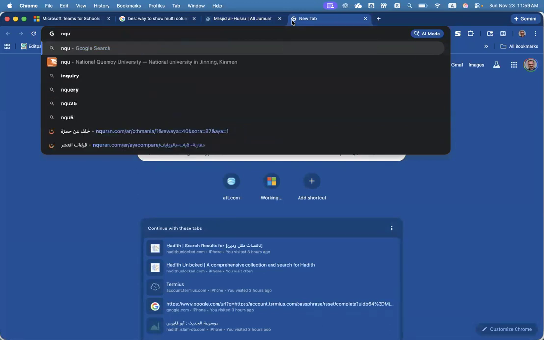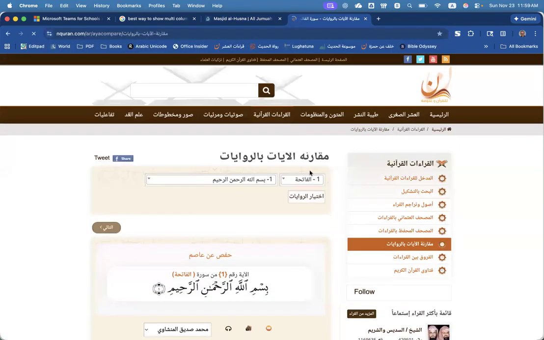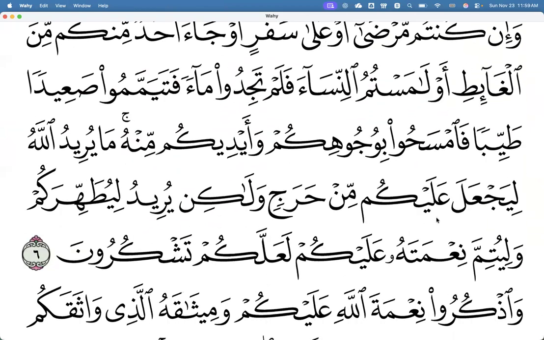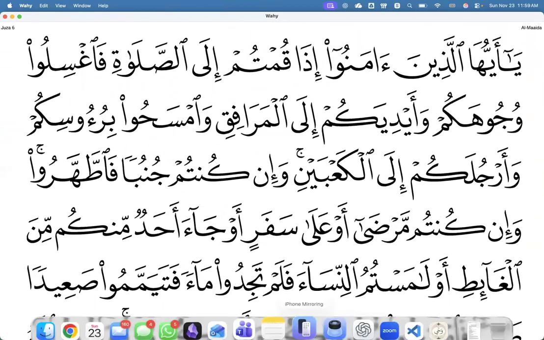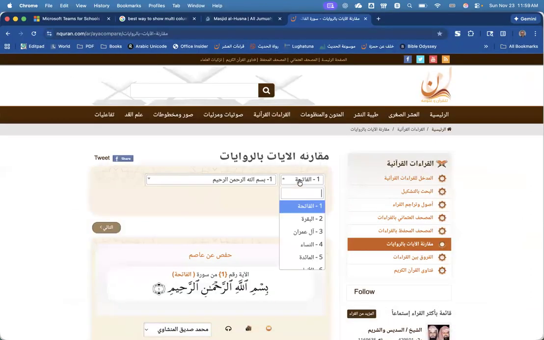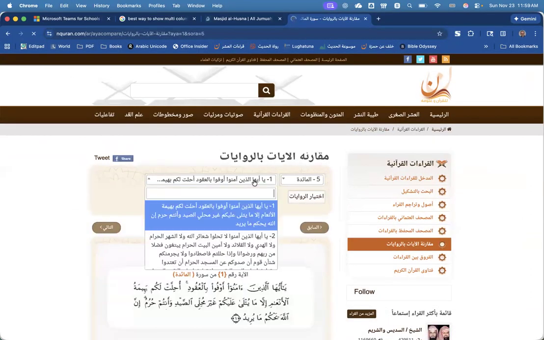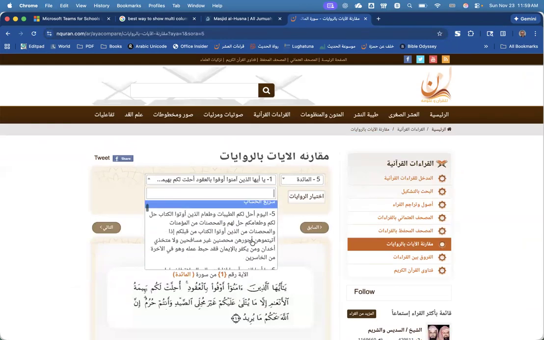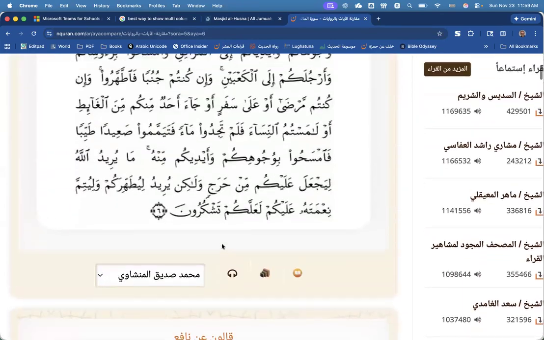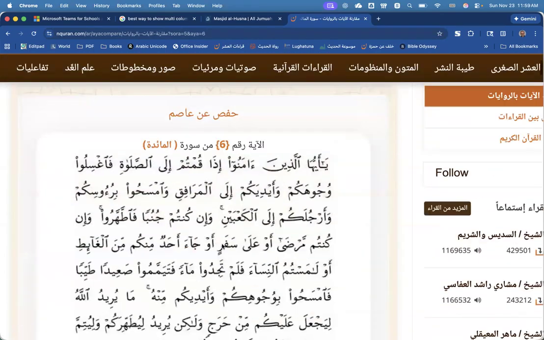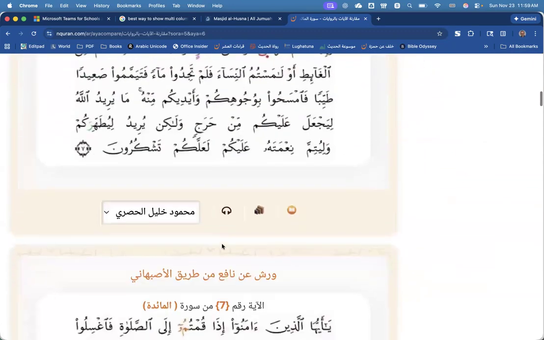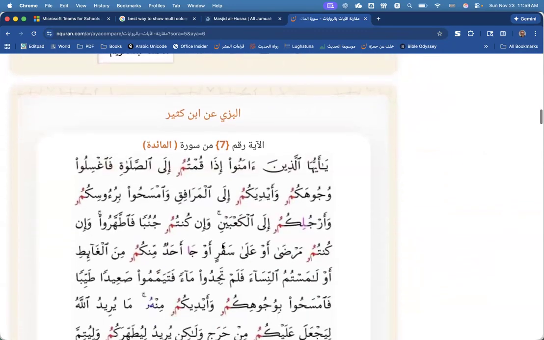One second. Let me pull up this ayah. This is ayah 6 of Surat Ma'idah, right? Yes, ayah 6 of Surat Ma'idah. It has all of these recitations. I'm going to show you something.